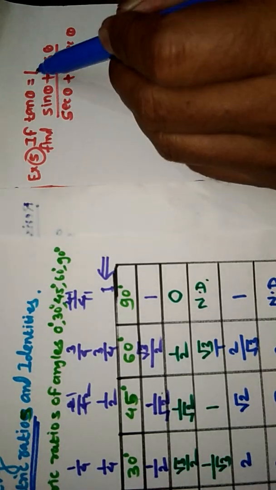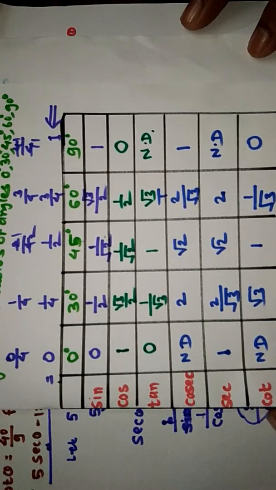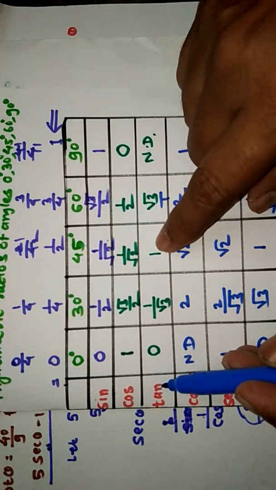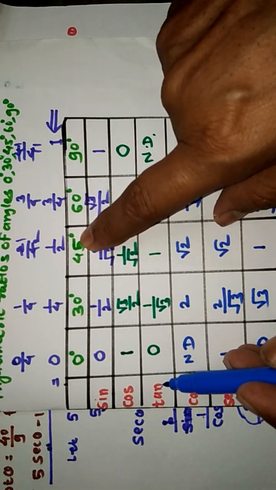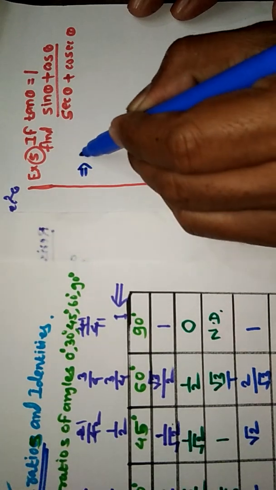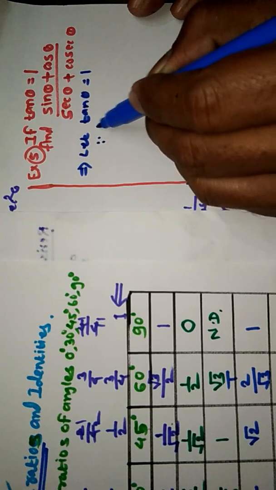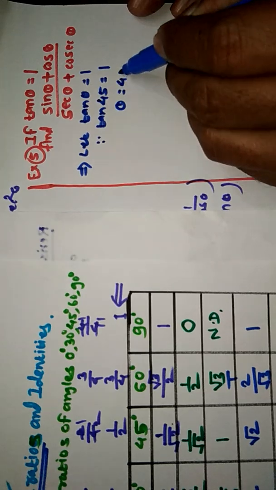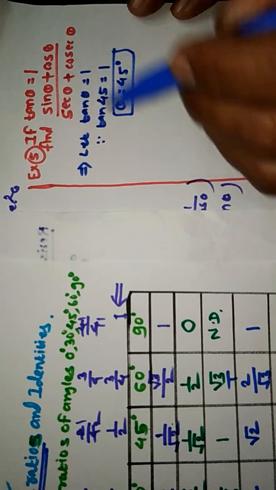Or see here, tan theta is equal to 1. By using the table of standard angles, tan 45 gives 1, which means we find the angle theta as 45. By using the table we solve this. How can we solve this? Let us write down tan theta is equal to 1. Since tan 45 is equal to 1, therefore theta is equal to 45 degrees. First find the angle, then find the remaining values.